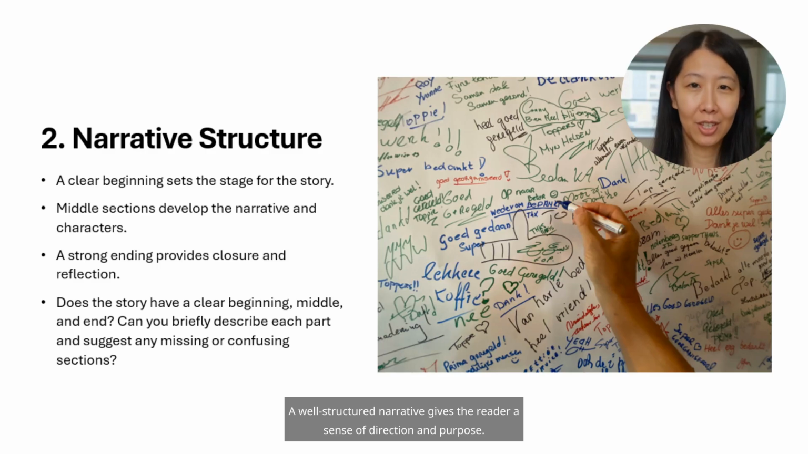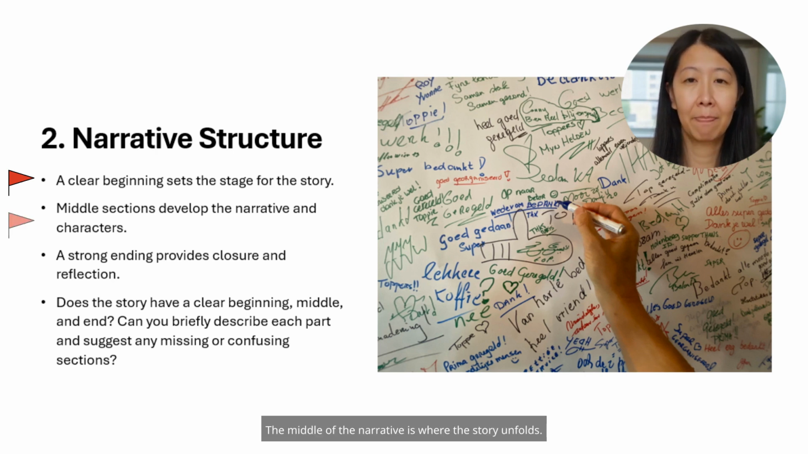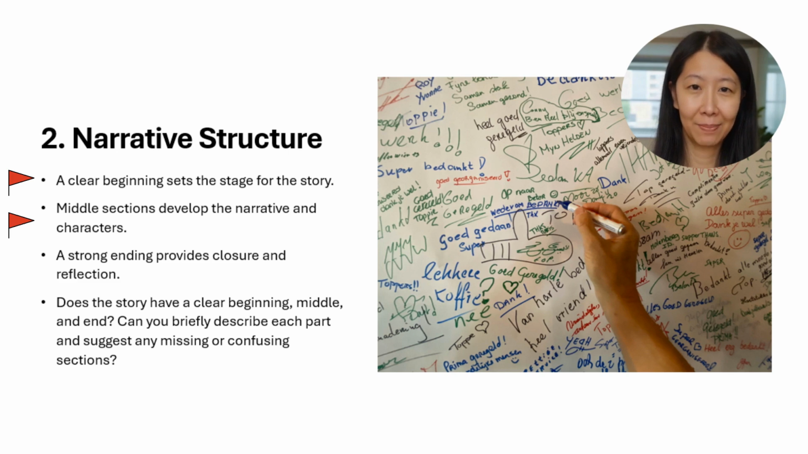A well-structured narrative gives the reader a sense of direction and purpose. The beginning sets the stage. It introduces the setting, the characters, and often the central conflict. The middle of the narrative is where the story unfolds. This is where development happens, tension builds, and characters begin to grow or change. The ending should provide closure.